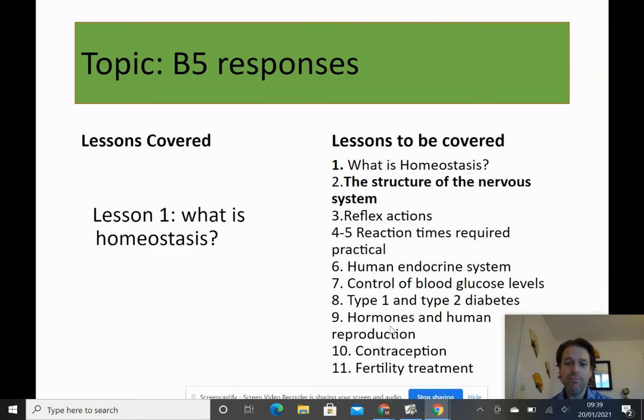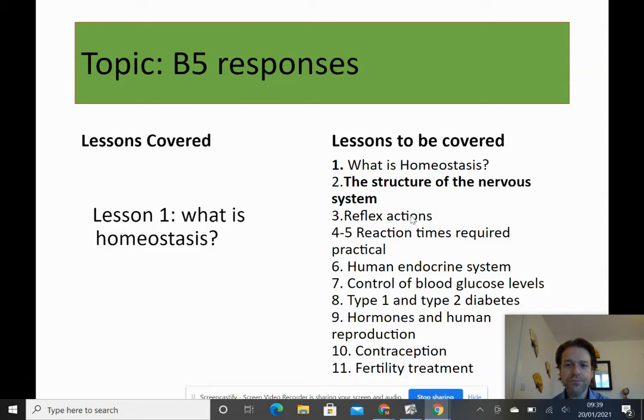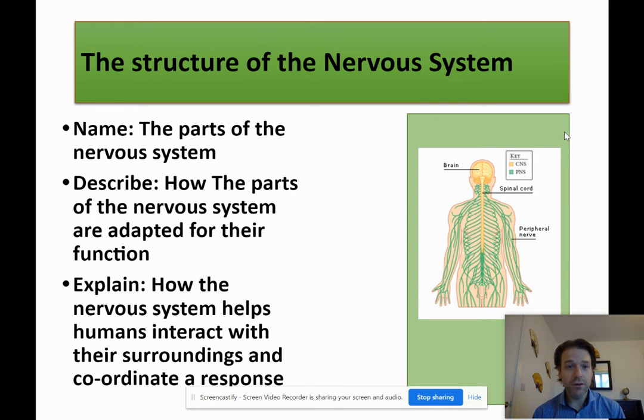Hormones in reproduction, control of blood glucose levels, which is very important, and diseases associated with that, as well as a required practical on reaction times and your reflexes. So the whole topic is looking at ways in which your body responds to changes both to the inside of the organism as well as changes to the outside, the environment in which they have to respond.